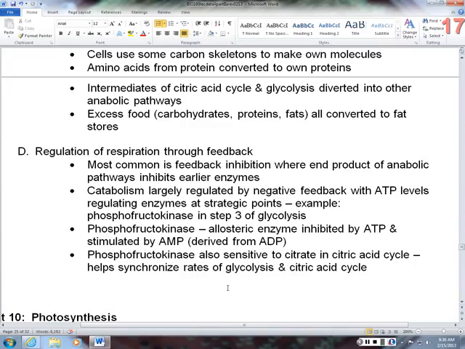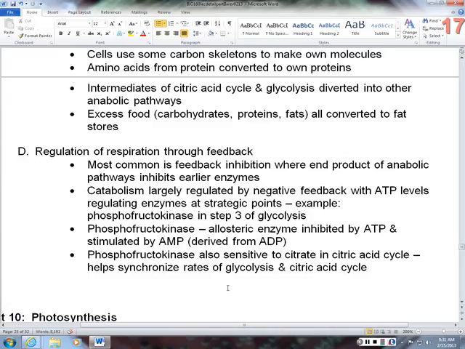It's going to say we're running low on ATP. Let's speed up metabolism a little bit in there. Phosphofructokinase is also sensitive to citrate in the citric acid cycle. And that helps keep those two cycles coordinated in the speed that you're going.